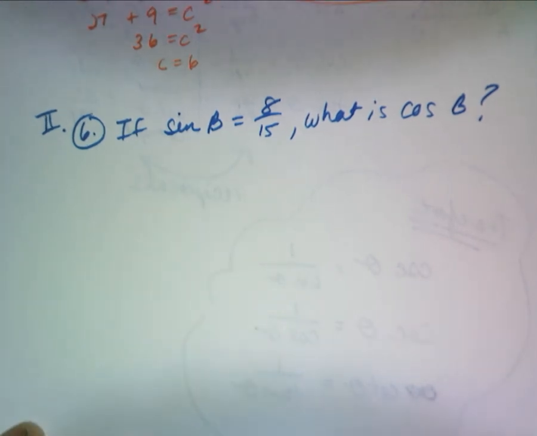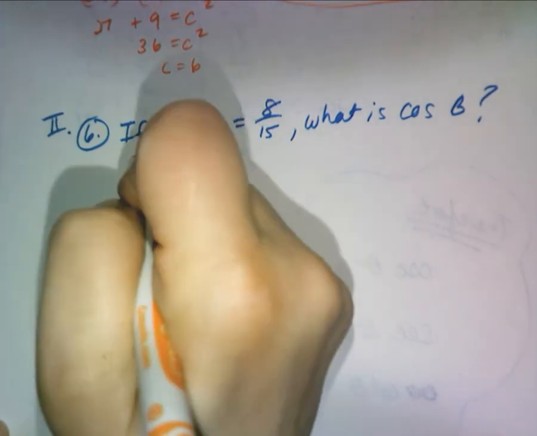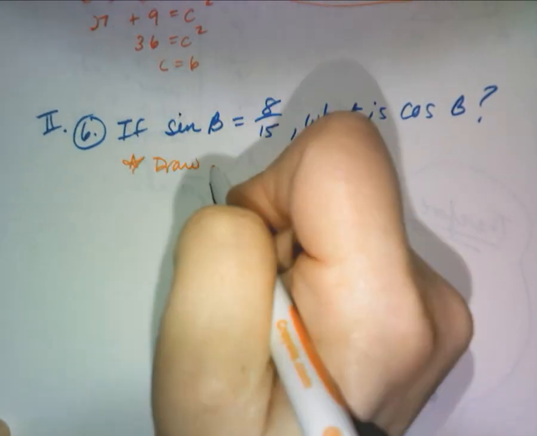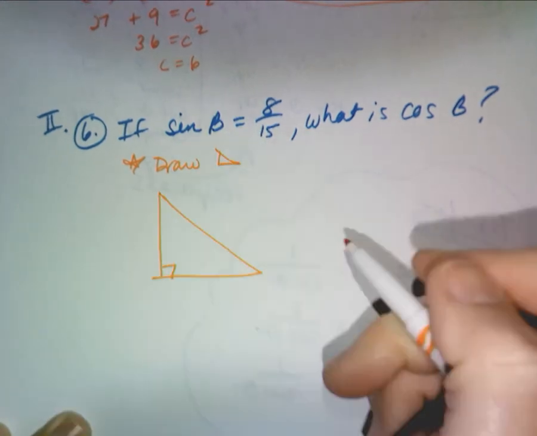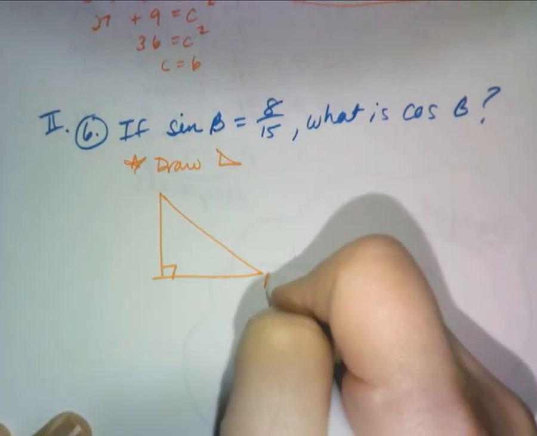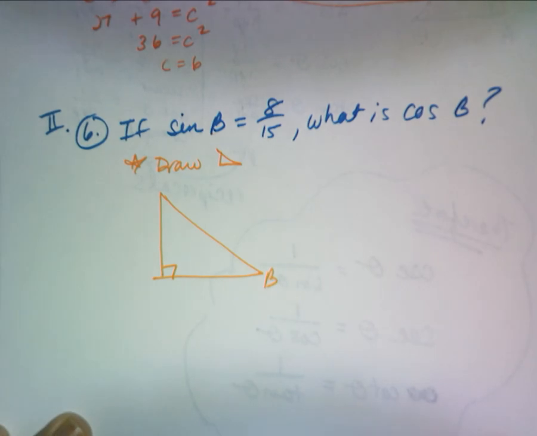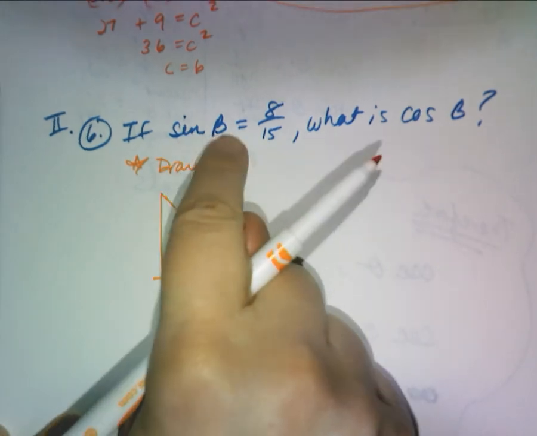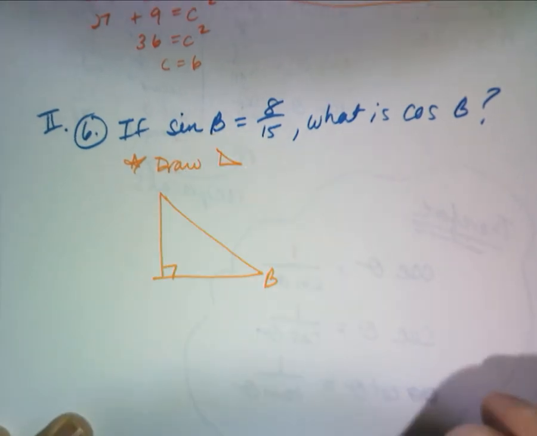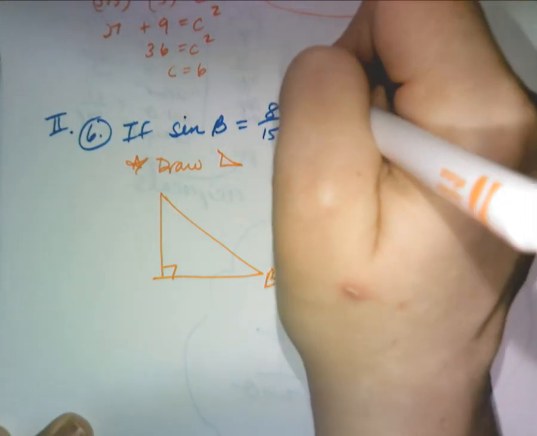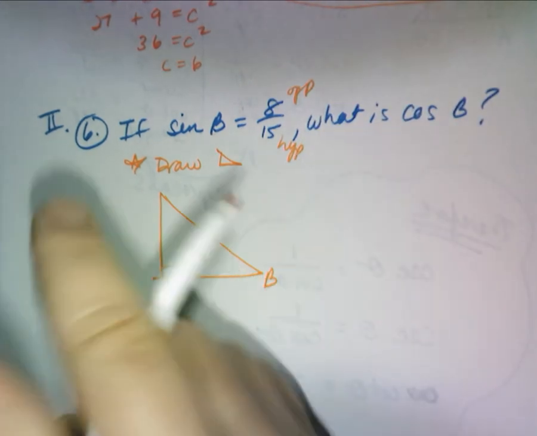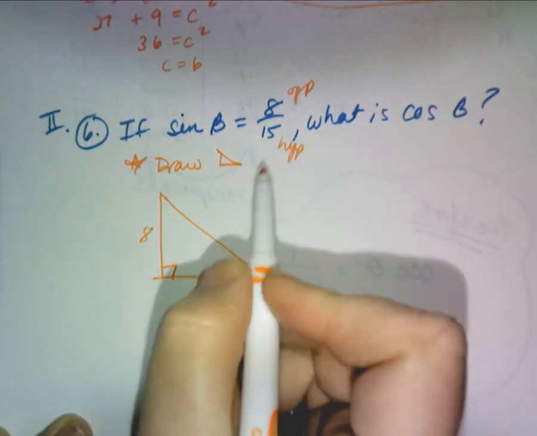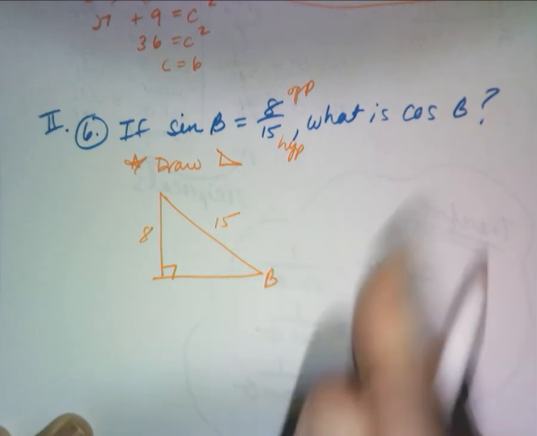Yes, you do. First thing you do is draw a triangle, y'all. Draw a right triangle. Put a right angle here, and then call this angle B right there. Sine, again, is what over what? Opposite over hypotenuse. Right. So my opposite side would be 8. My hypotenuse would be 15.